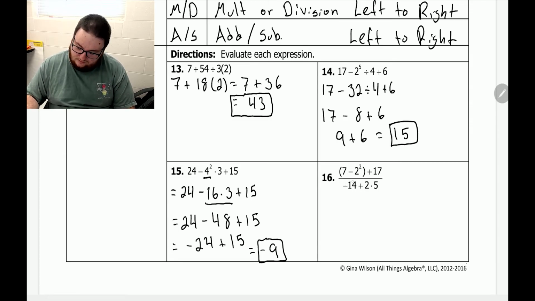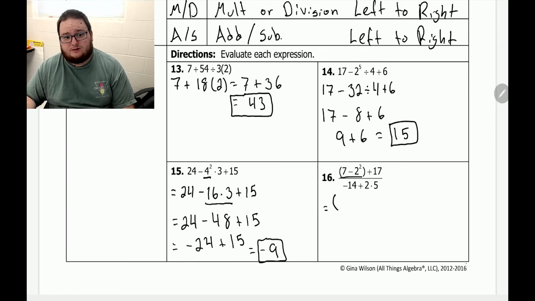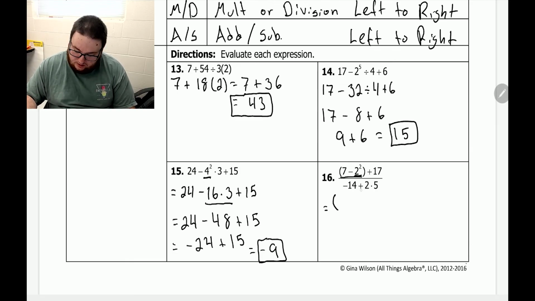So we're going to look at the 7 minus 2 squared. What we have to do is change this first. So inside the parentheses, we have to look for more parentheses. And since there's not any more, we move on to exponents. And since we have an exponent on the 2, that's the first thing we have to change. So 2 squared, which means 2 times 2, changes into 4. So on top we have parentheses 7 minus 4. And then we add 17 to that.